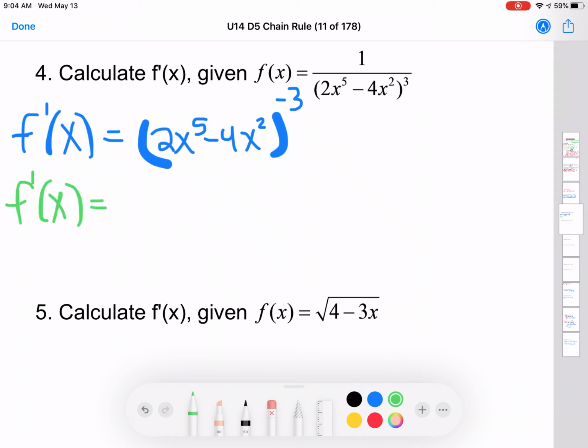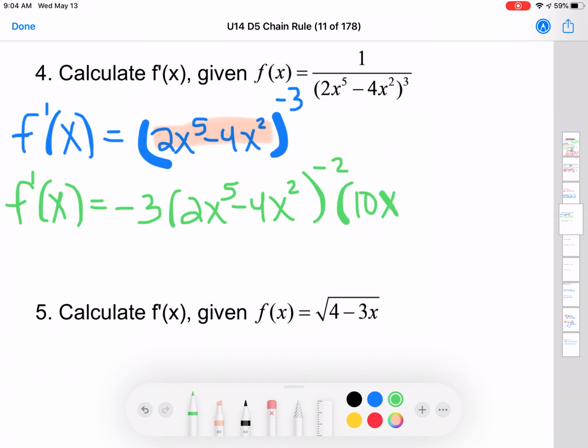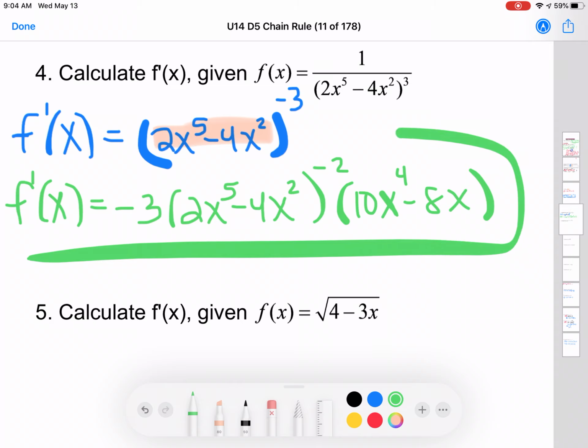Derivative of the outside, so negative 3 times 2x to the 5th minus 4x squared, decrease the power by 1, and then remember you're taking the derivative now of the inside. So the derivative of the inside is 10x to the 4th minus 8x. Okay, hopefully we're looking good here, understanding, and we can leave it like that. Again, we'll just leave the answer like that unless it said simplest form.